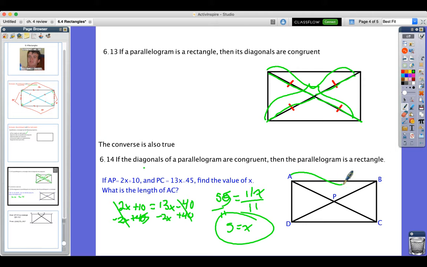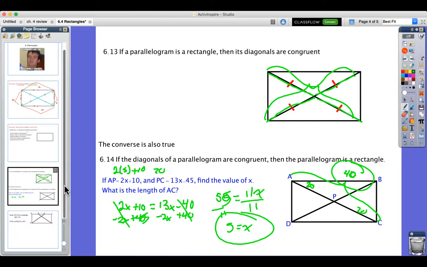And what's the length of the whole thing? We've got to substitute that back in. So we'll start with this. We've got 2 times 5 plus 10. 2 times 5 is 10, plus 10 is 20. So if this is 20, this is 20, the whole thing is 40.